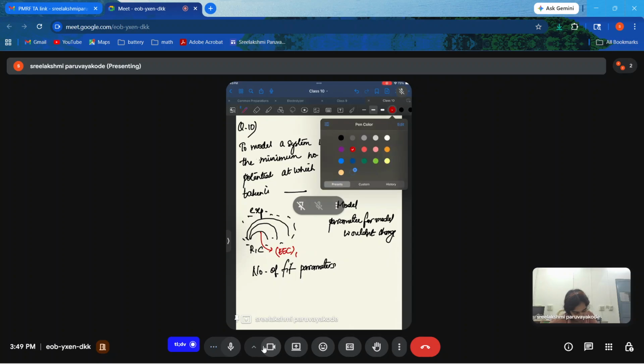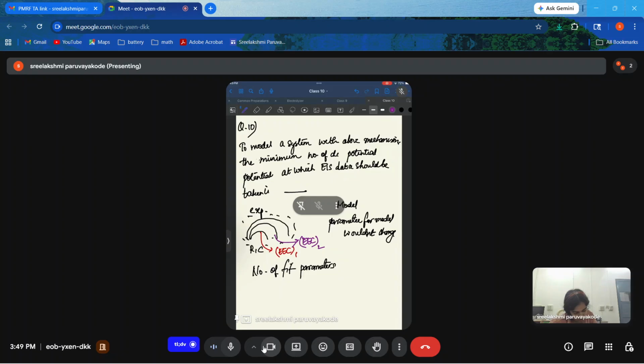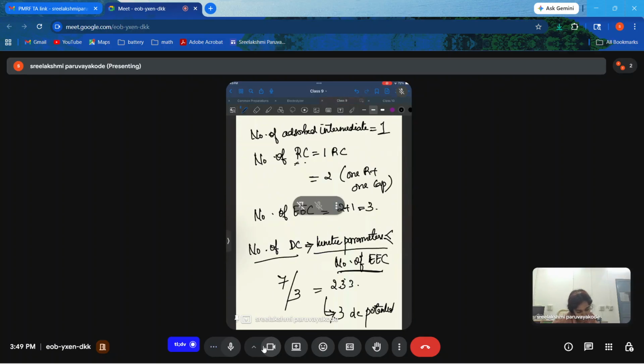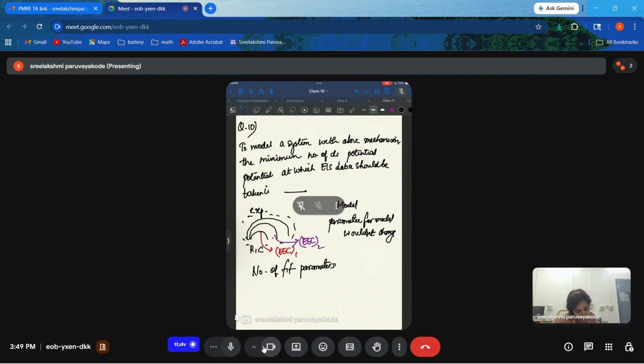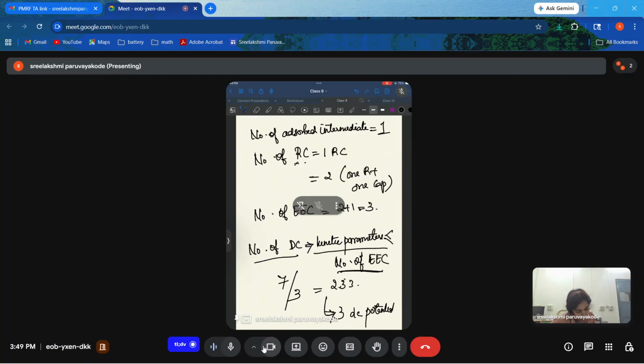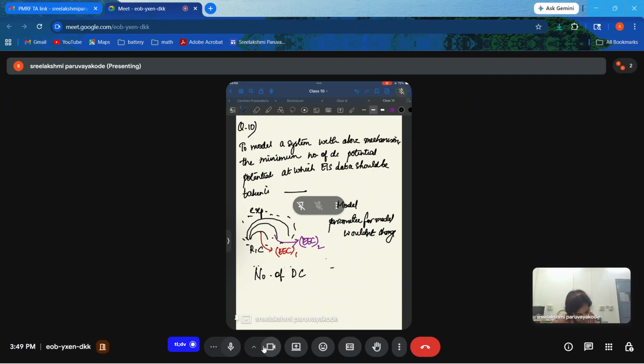Now this one will require the next set of equivalent circuit. Although the circuit remains the same, the parameters keep on changing. Now we know that the number of DC potentials is such that the number of kinetic parameters is less than the number of equivalent electric circuit parameters. This we had seen in the last class.